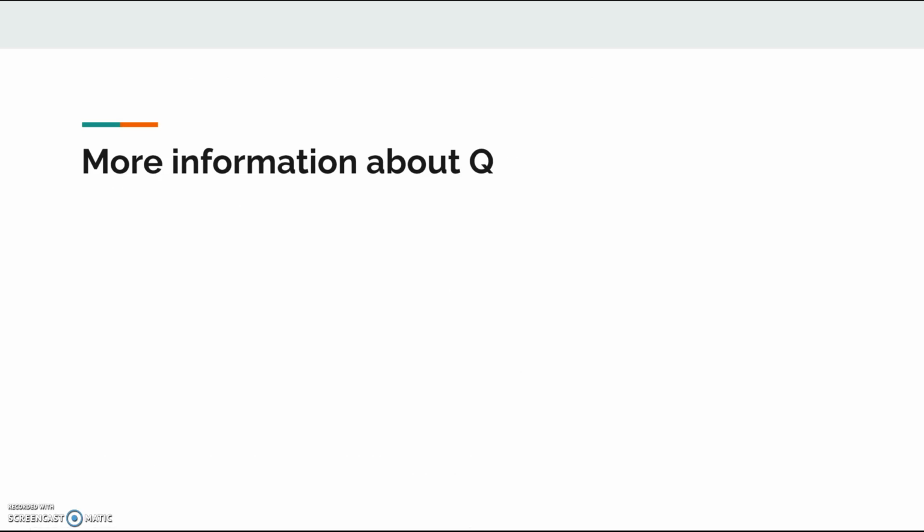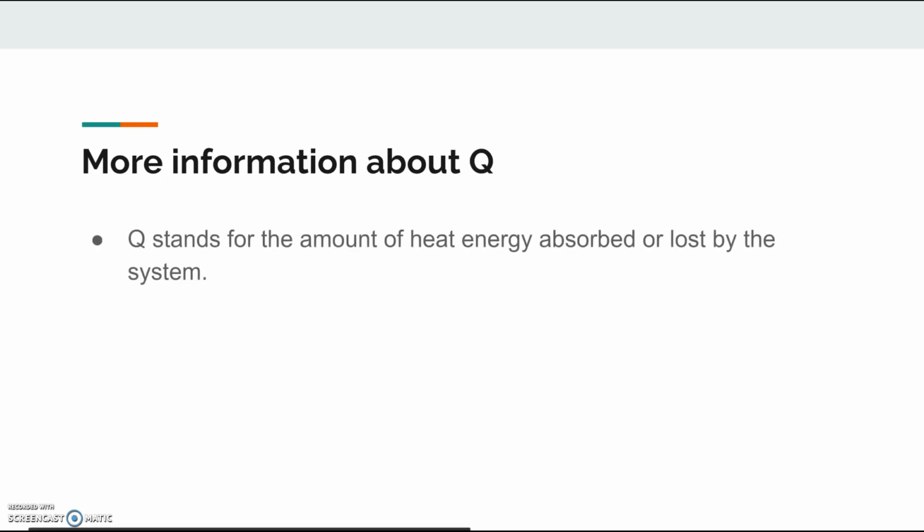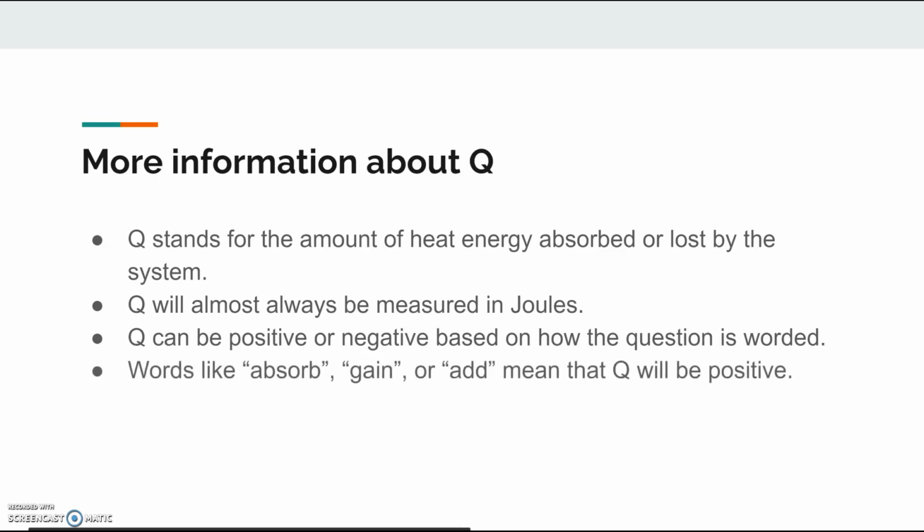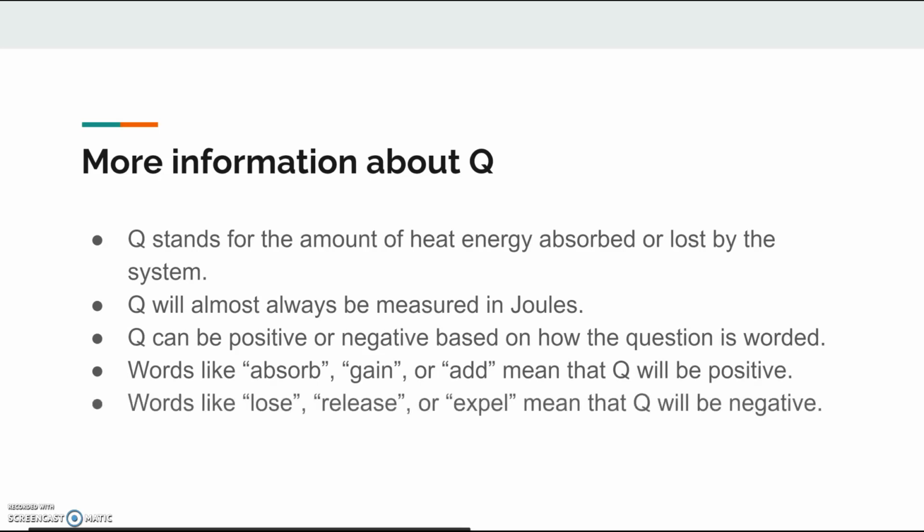A bit more about Q. Q stands for the amount of heat energy absorbed or lost by a system. Q will almost always be measured in joules. These will be the units that you present Q in. Q can be positive or negative based on how the question is worded. Words like absorb, gain, or add mean that Q will be positive. Words like lose, release, or expel mean that Q will be negative.